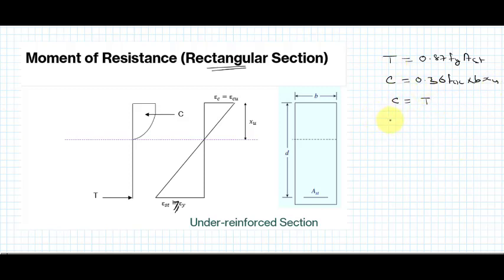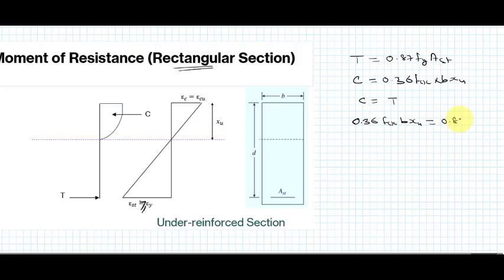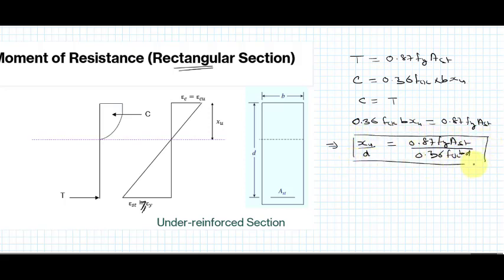If I equate C and T, we get 0.36 FCK BXU equal to 0.87 Fy AST. If I divide by D on both sides, ultimately what you are going to get is XU by D equal to 0.87 Fy AST divided by 0.36 FCK BD. So this is the formula you have to use to compute the neutral axis depth.